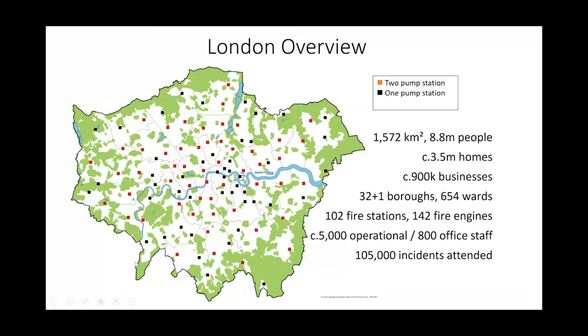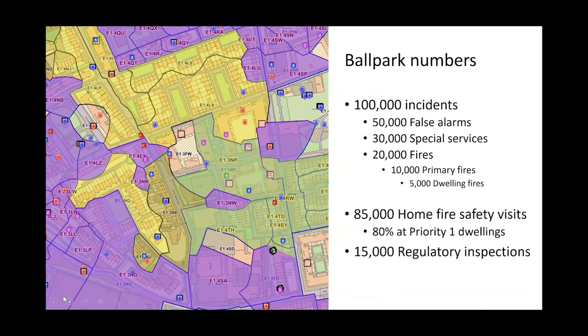Broadly speaking, we go to around 100,000 to 110,000 incidents a year. Now, a ballpark breakdown of these incidents is that around half of them are false alarms, but we don't spend that much time at each of these false alarms.